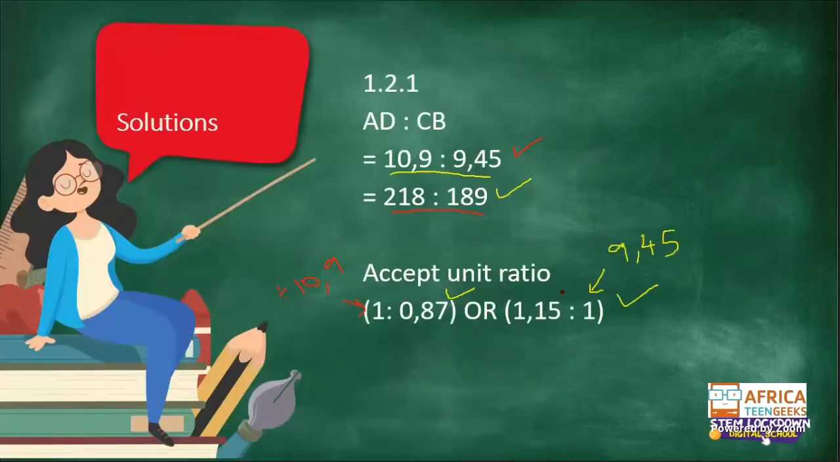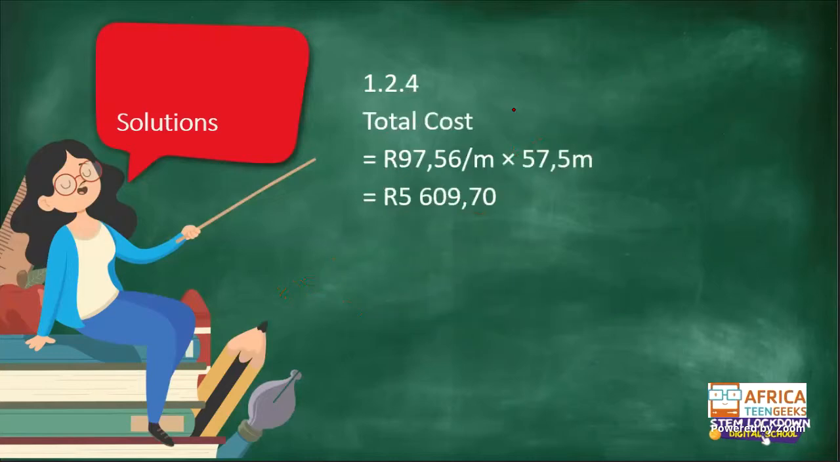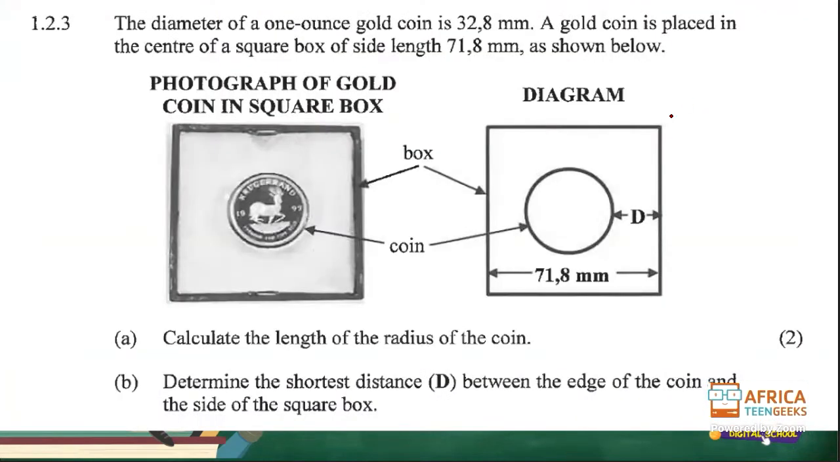So your answer is, the cost is cost per meter times number of meters. So 97.56 per meter times 57.5. And then your answer is 5,609.70. Actually very, very easy to build, easy to fence. Construction is very, very expensive. Okay, so this was actually another easy question. Let's look at the next one. This one could be a bit challenging, but for you guys it should be easy.